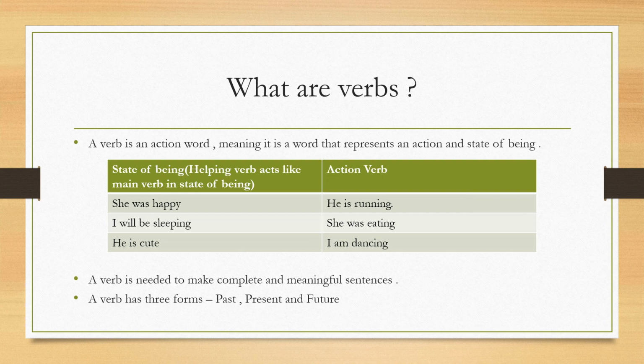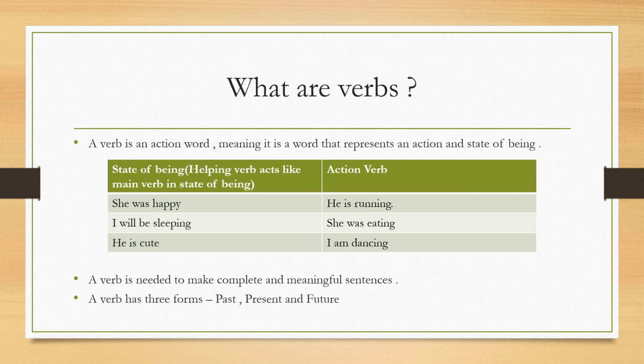What are verbs? Everybody knows verbs are action words. However, verbs are action words which represent action and state of being. For example, he is running, she was eating, I am dancing. Here the words running, eating and dancing are the work done by the subjects he, she and I.